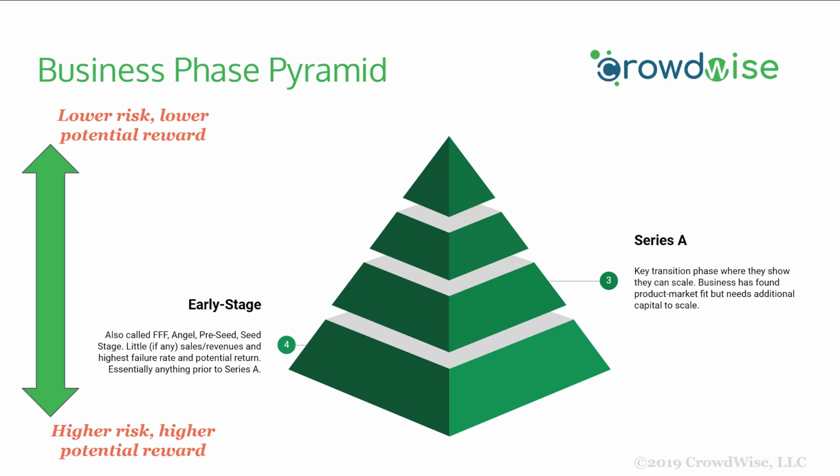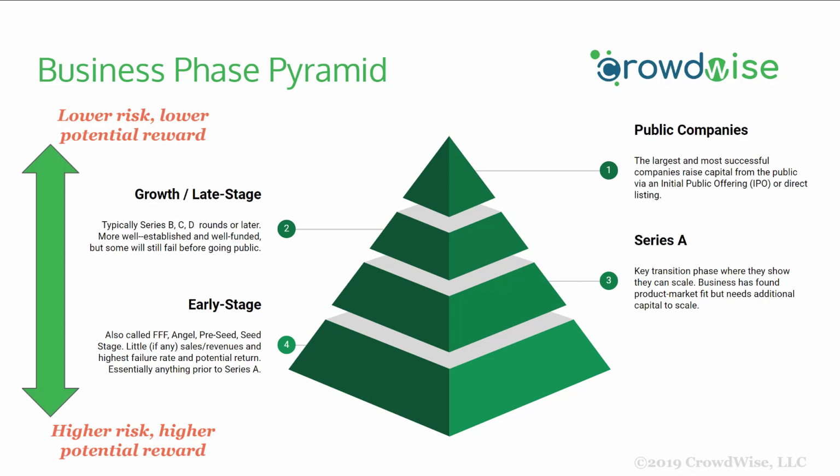Series A is the next phase, and it's a key transition where the business has to show they can scale. The business has found product market fit, but typically needs that additional capital in order to start scaling. Now, the companies that successfully navigate through Series A will move on to growth in late stage. This is Series B, C, D, or later rounds. The companies are becoming more well-established and well-funded, but many of them are still going to fail before going public.